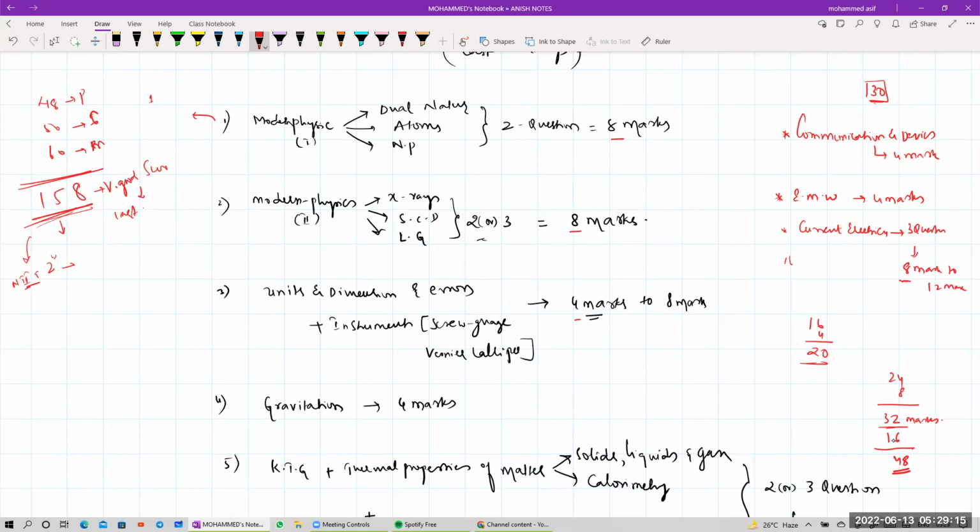Okay. So dual nature, atoms, nuclear physics will not take much time because atoms is same as that of your chemistry. Dual nature is also same as your chemistry. Photoelectric effect, de Broglie wavelength. Nuclear physics, you need to concentrate on radioactivity, nuclear fission, fusion, beta plus, alpha decay, beta decay, and gamma decay, nuclear power reactor, all those problems.